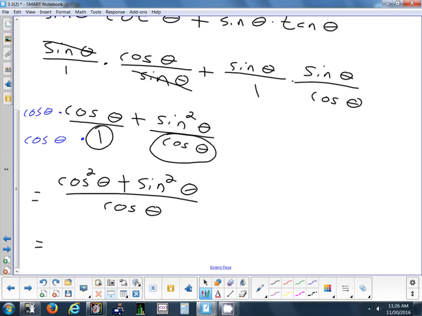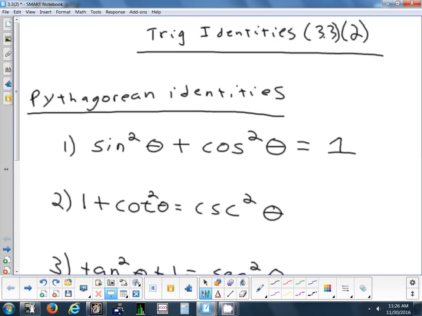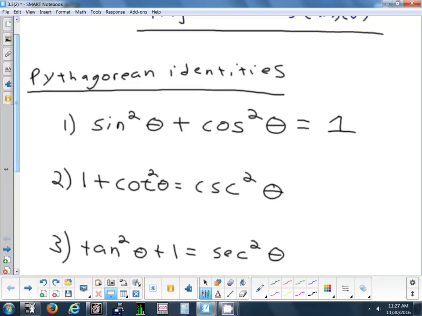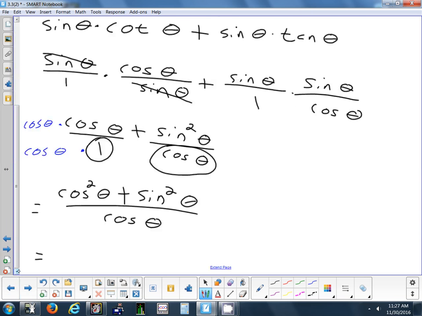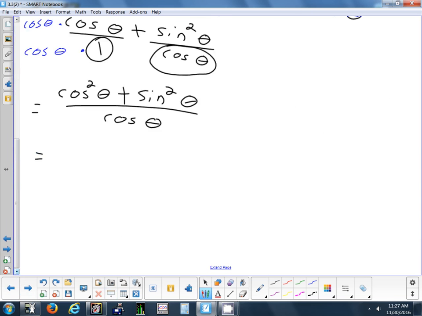Yep, Sam? Top of the equation is the Pythagorean identity 1. Yeah, it's cosine squared plus sine squared. Go back and look at our identity. Cosine squared plus sine squared. The order you add them doesn't matter. So what happens to the top? This whole thing just turns into a 1.